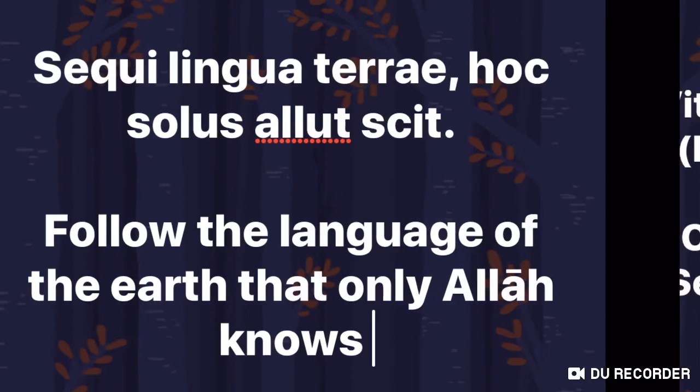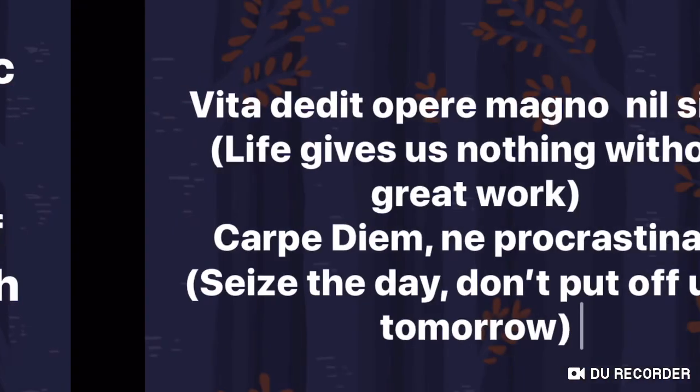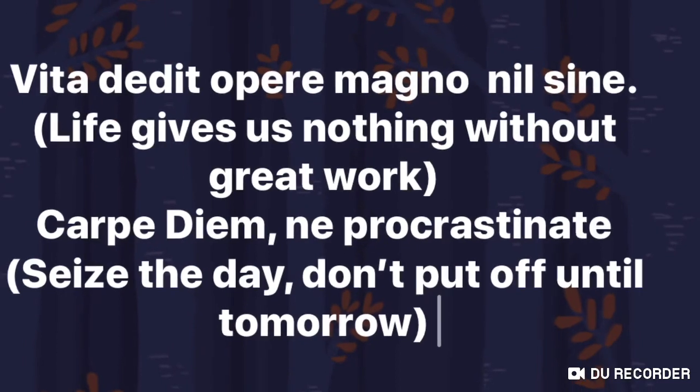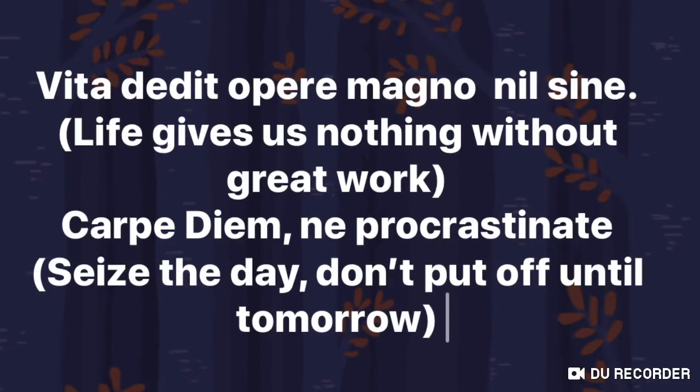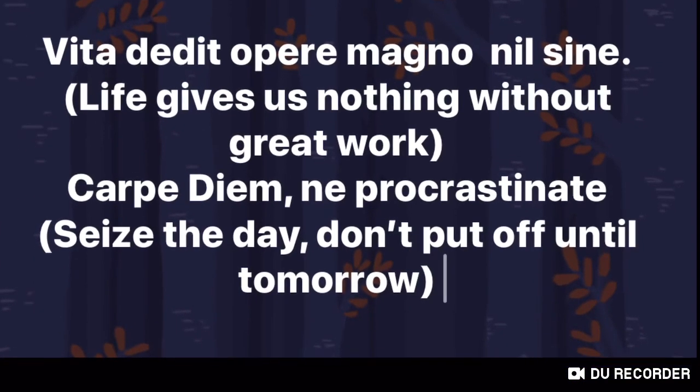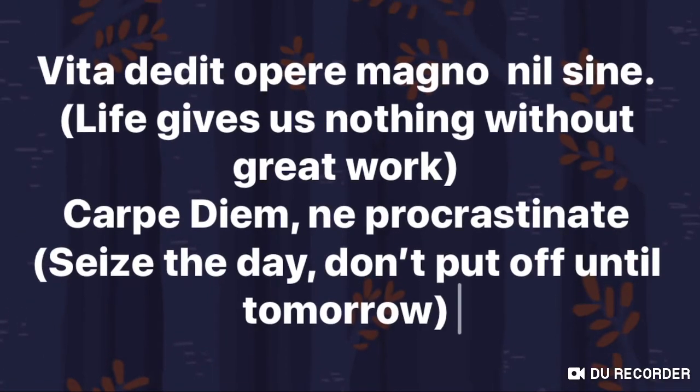Now what does this maxim speak of? Vita dedi opere magno nil sine. Life gave us nothing without great work. It should be vita dedit laborare magno nil sine. And they're just saying you gotta strive for the best things, for the things you want.